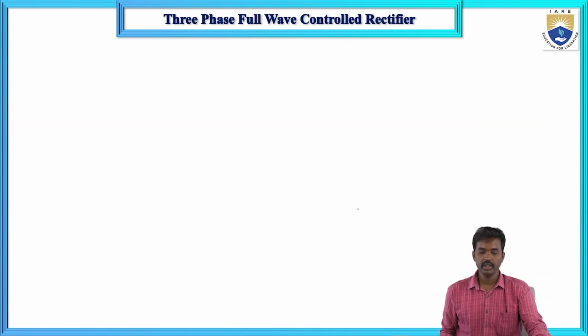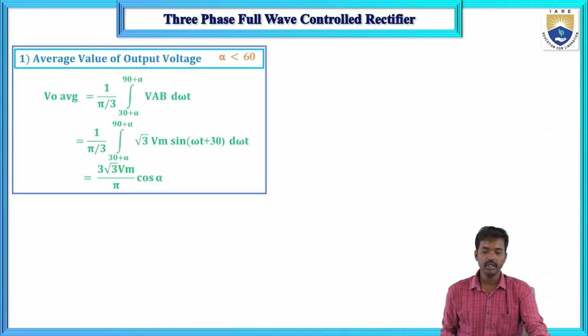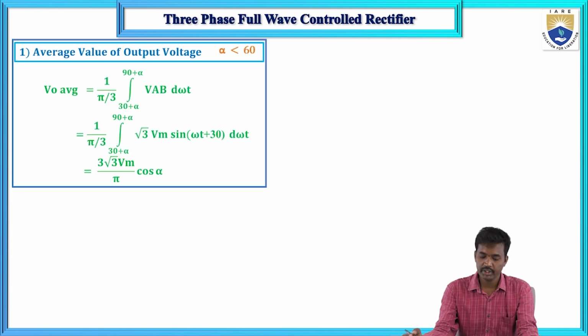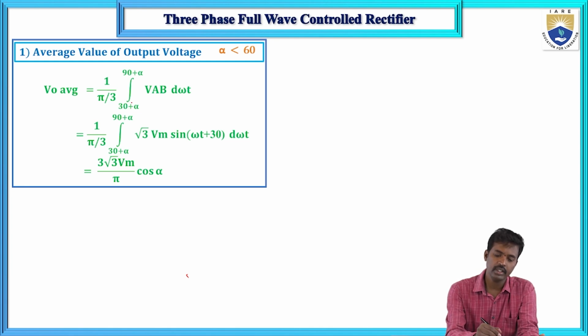Now let me write the average output voltage. The average output voltage equals, it is conducting from 1 by 3, 30 plus alpha to 90 plus alpha.